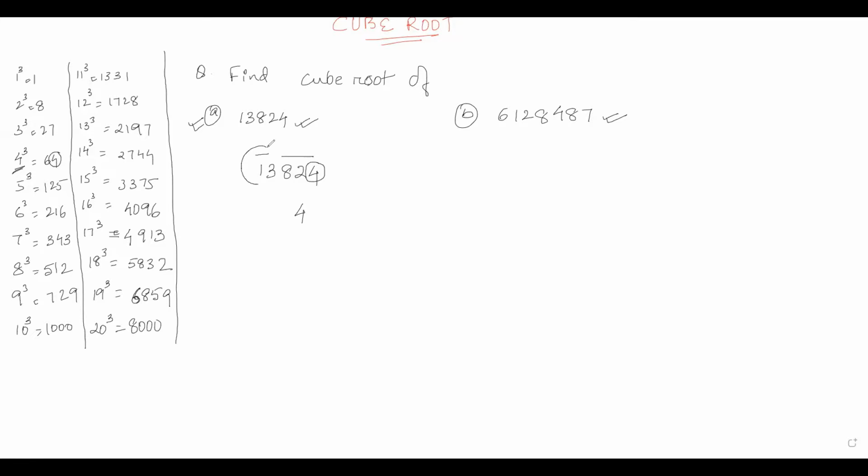Now again 13, if you check here, lies between 2 cube and 3 cube. So we need to write here 2. So the cube root of 13824 is nothing but 24.